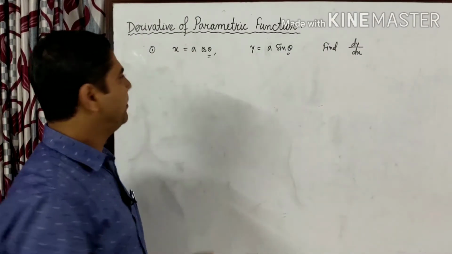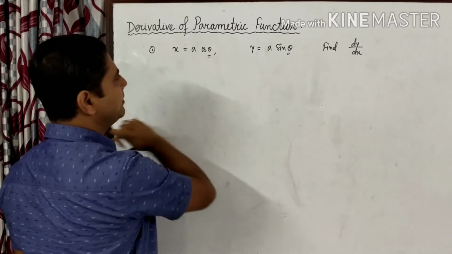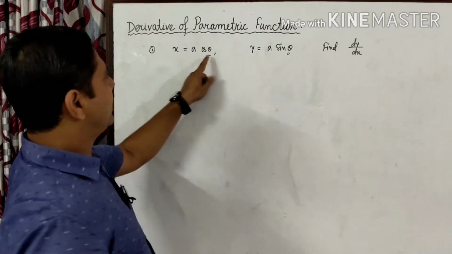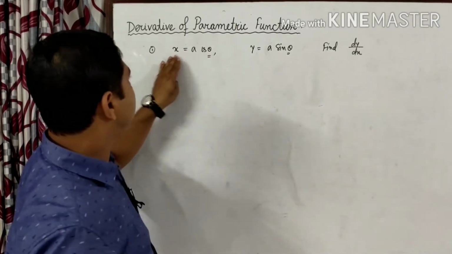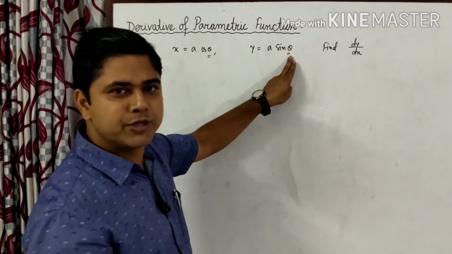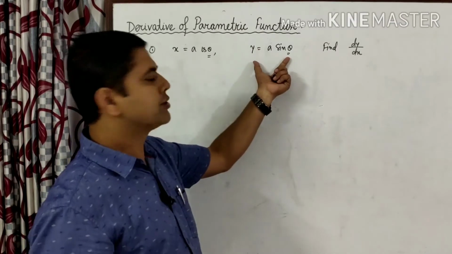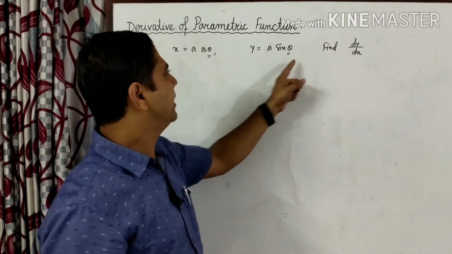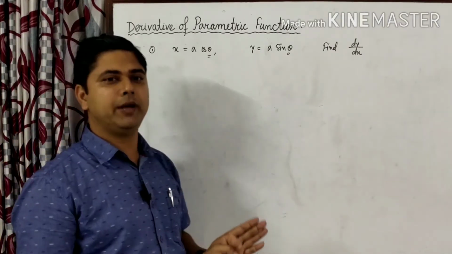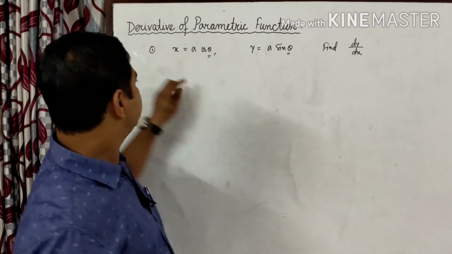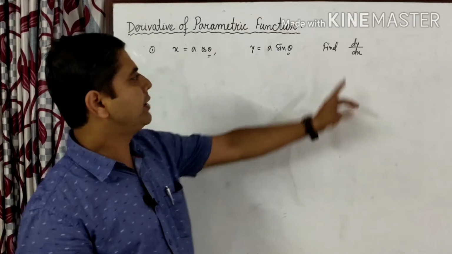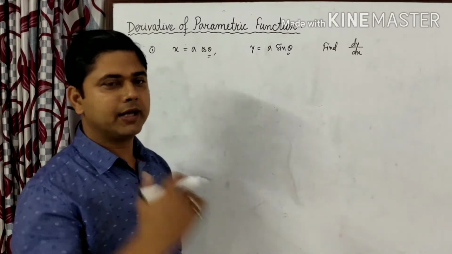How do we do this? First, x is given in terms of the third variable, and y is also given in terms of the third variable. Initially, what is the third variable? Theta. That means you have to differentiate this one with respect to theta. Similarly, this one is given in terms of which variable? Theta. Therefore, this one also you have to differentiate with respect to theta. For this you get dx by d theta, and for the other you get dy by d theta. Then we divide the two values.